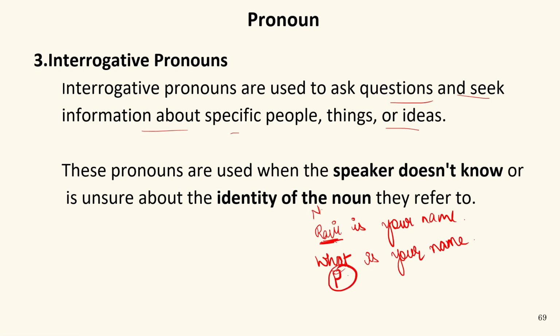Because a pronoun is a word that replaces a noun. It indicates that what is a pronoun, and at the same time, this is a question. That is why what is an interrogative pronoun. So we should keep this in mind. A word which replaces a noun is always called a pronoun. So interrogative pronouns are those which ask questions to the speaker. So these are called interrogative pronouns.